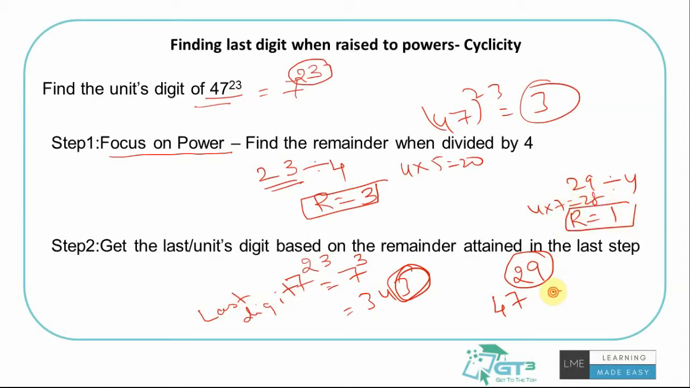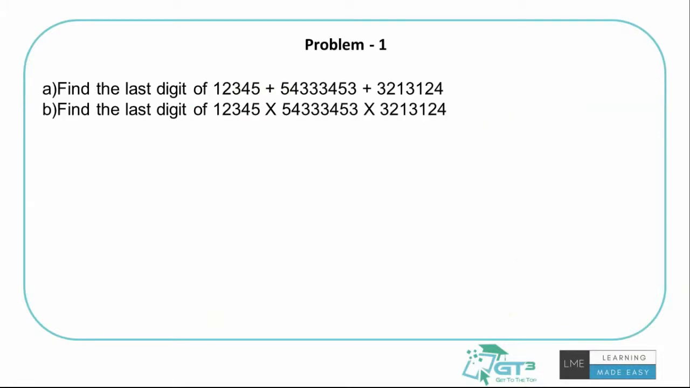This is the same as 7 power 1 in terms of the last digit. So it's 7. So the answer is 7 for this. That is how you will solve the questions for the last digit or unit digit, focusing on the powers. So now let's solve some problems to clarify this concept.